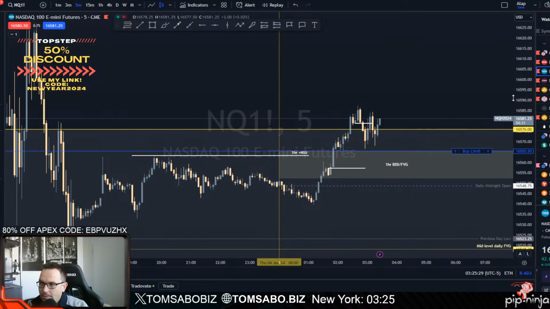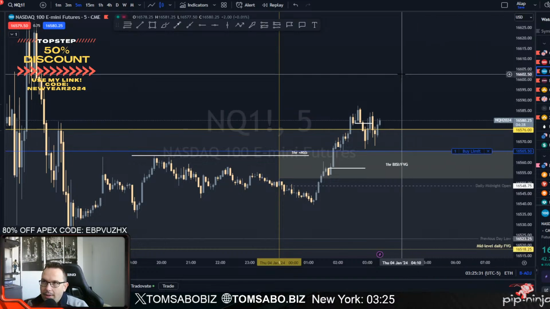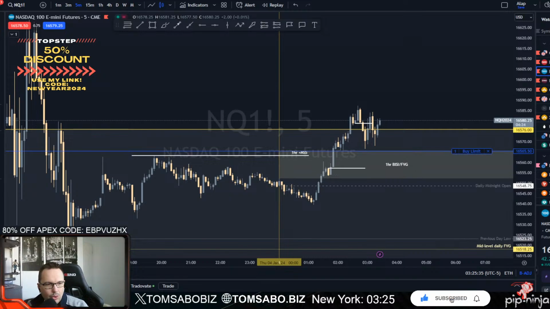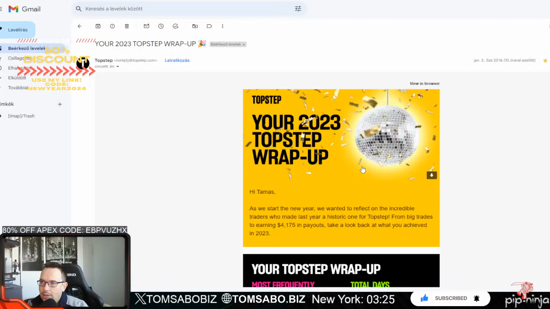I pulled out some money, and I'm going to be honest with you. Do you guys want me to show you how much money I pulled out from TopStep last year? I'm going to be honest with you, because this is transparency. I just got my email from TopStep yesterday. This is how much money I pulled out from TopStep. I'm going to prove it to you guys. There you go.